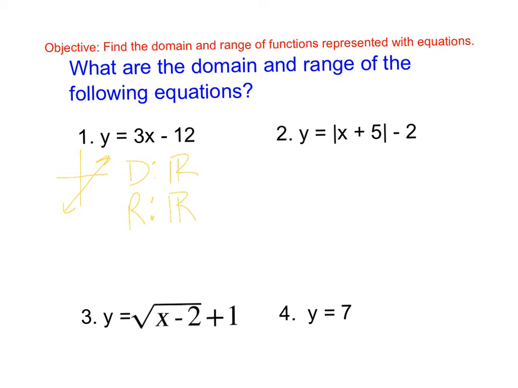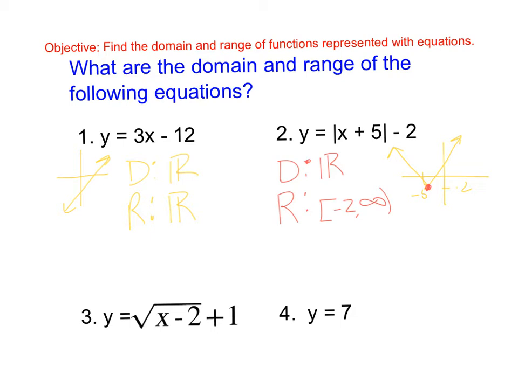Done. Number 2, an absolute value. So if I were to graph this, it's got a vertex of -5, -2, and it's a v, right? So what's the domain of an absolute value? What are you able to plug into that function? Well, I can plug in -1 billion, I can plug in 1 billion. The domain is just all real numbers. The range, on the other hand, what is the lowest this thing goes? -2. Now it does actually equal -2. So -2 to infinity.